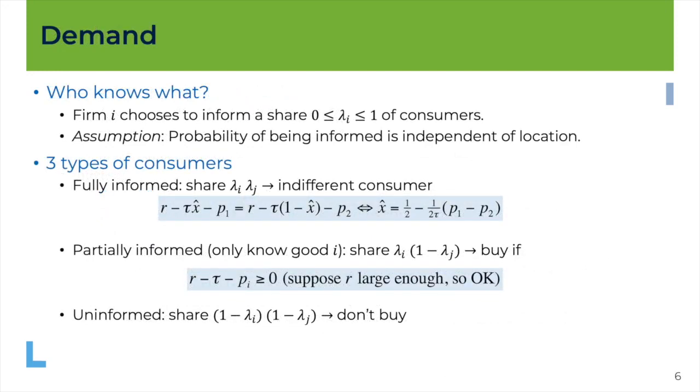So what is the demand that the firms are facing, depending on the effort of advertising they've made before? The effort of advertising is symbolized by a share, lambda I for firm I, a share of consumers that have received an ad. We make the assumption that the probability of being informed is independent of location. So what does that mean? Well, a story that fits the description would be the following.